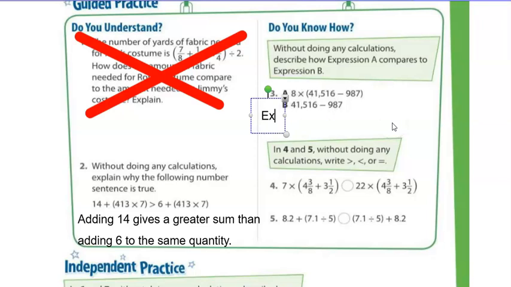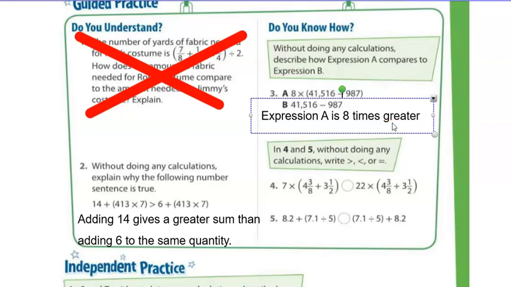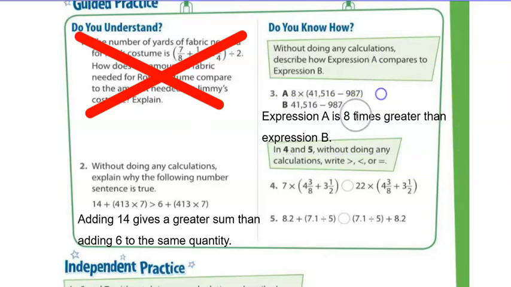So you would say expression A is 8 times greater than expression B. And that is because we are taking 8 and multiplying it by the same expression. So 41,516 minus 987. These are the exact same, but this one we're going to multiply by 8, which means it's going to be 8 times greater.